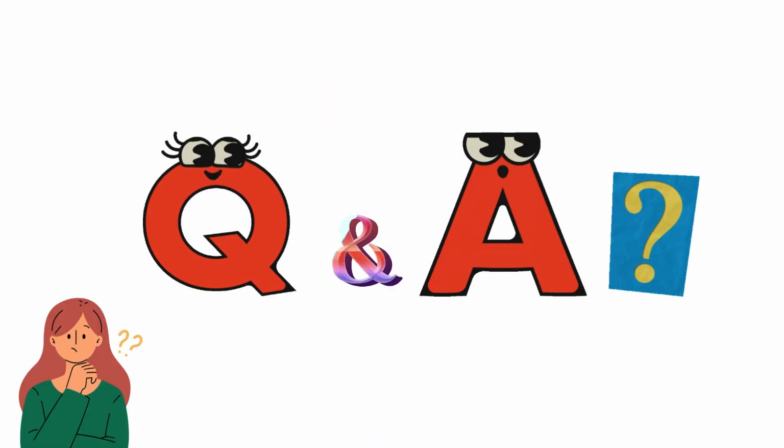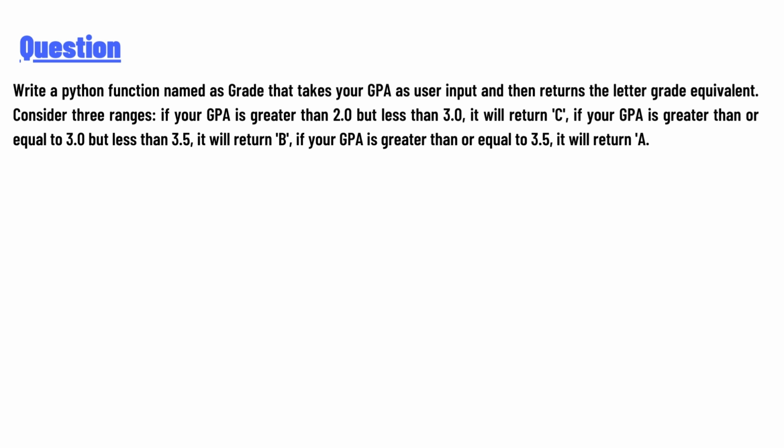So our today's question is: write a Python function named create that takes your GPA as user input and then returns the letter grade equivalent. Consider three ranges. If your GPA is greater than 2.0 but less than 3.0, it will return C. If your GPA is greater than or equal to 3.0 but less than 3.5, it will return B. If your GPA is greater than or equal to 3.5, it will return A.